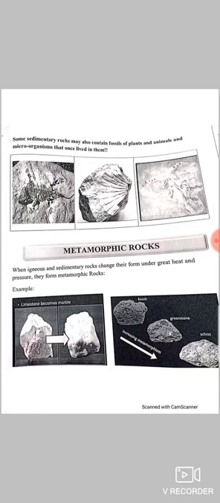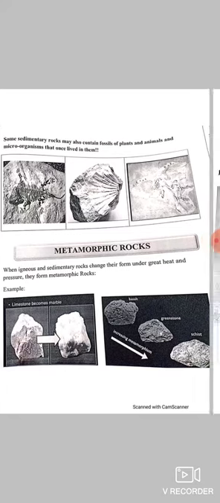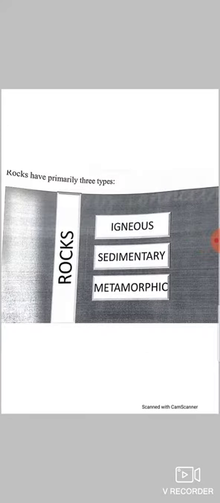First of all is basalt. Basalt is an igneous rock. Then greenstone. Greenstone is a sedimentary rock. Then it becomes schist, which is a metamorphic rock. Clear? So rocks are of three types: igneous, sedimentary, metamorphic.